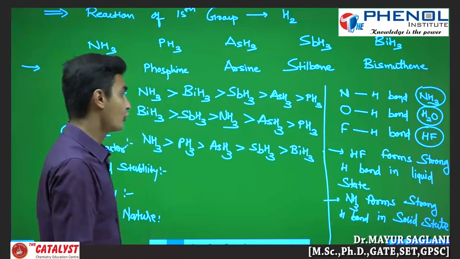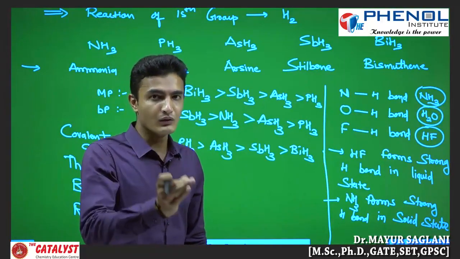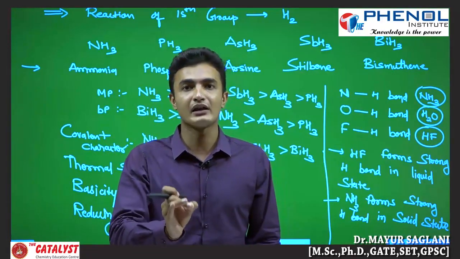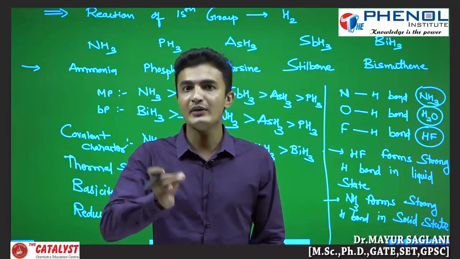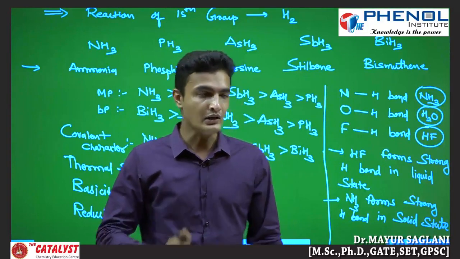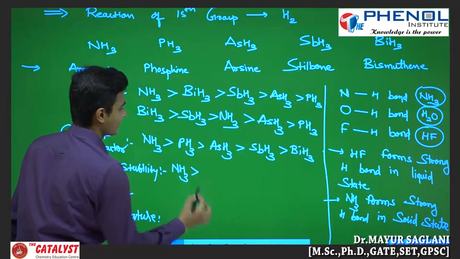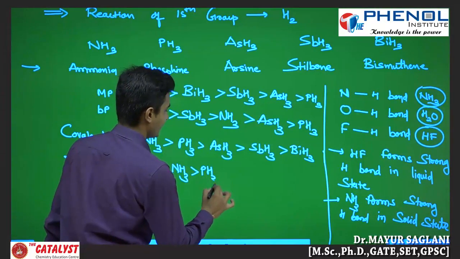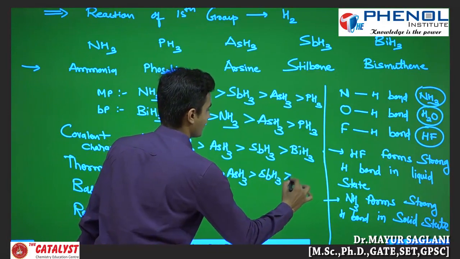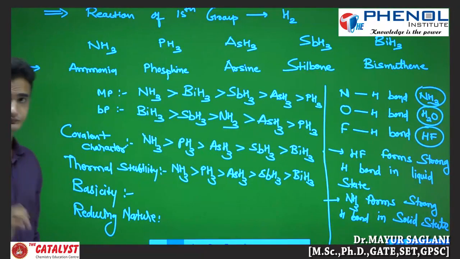Fine. Bond length increases, bond strength decreases. If bond strength decreases, then you have to provide less energy to break that bond, and that will not be called a thermally stable compound if it breaks easily. Fine. So here I will write thermal stability. NH3 has the highest thermal stability, then PH3, then AsH3, then SbH3, and then BiH3. Are we clear? Fine.